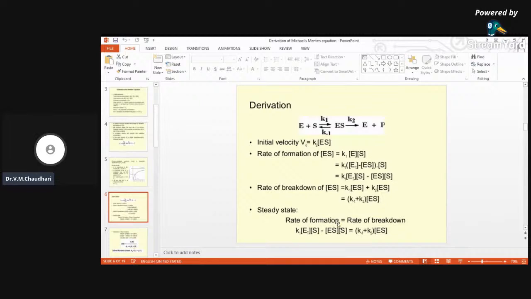Now steady state will be achieved, the rate of formation equal to rate of breakdown, that is K1 ET minus ES into S. म्हणजे हे जे इक्वेशन आहे आपण हे रेट ऑफ फॉर्मेशन इज इक्वल टू रेट ऑफ ब्रेकडाऊन दॅट इज K-1 प्लस K2 ES. इथपर्यंत तुम्हाला कळलंय का काही डिफिकल्टी आहे? प्लीज रिप्लाय. डू यू गेट? इफ यू हॅव पेपर यू राईट इट.